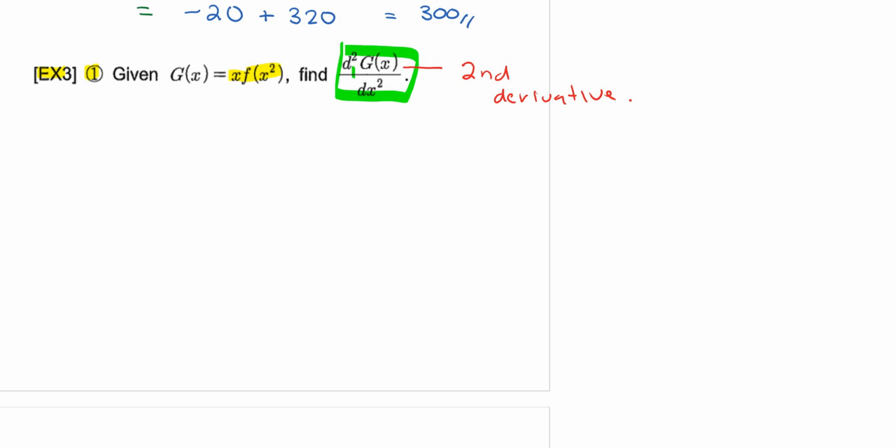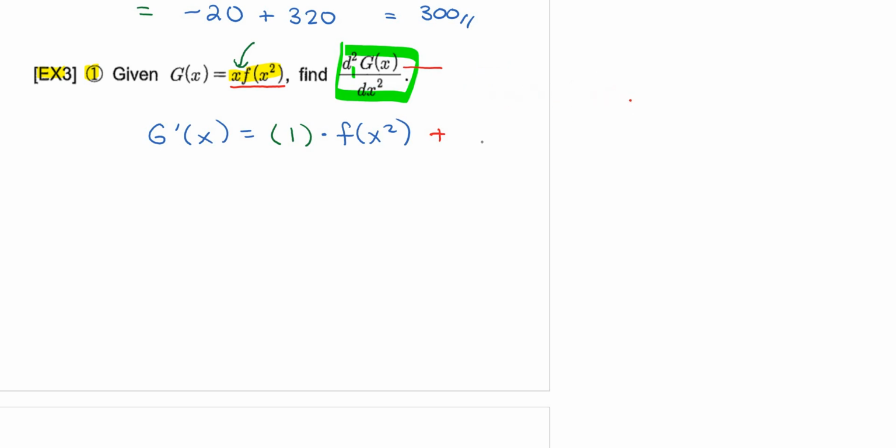So let's go ahead and find the second derivative by first finding the first derivative. For this question, we have to use the product rule to get started because this is a product of two functions. The product rule states that I need to take the derivative of the first function, which is x. The derivative of x is 1, times the second function, which is f of x squared. Then the product rule states that I need a plus, and I can write the first term, which is x, times the derivative of the second term, which is f of x squared. That would be f prime of x squared times 2x.